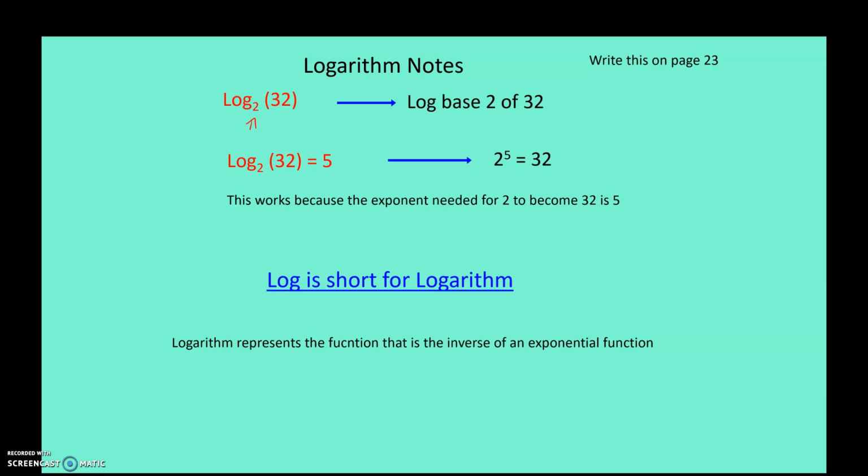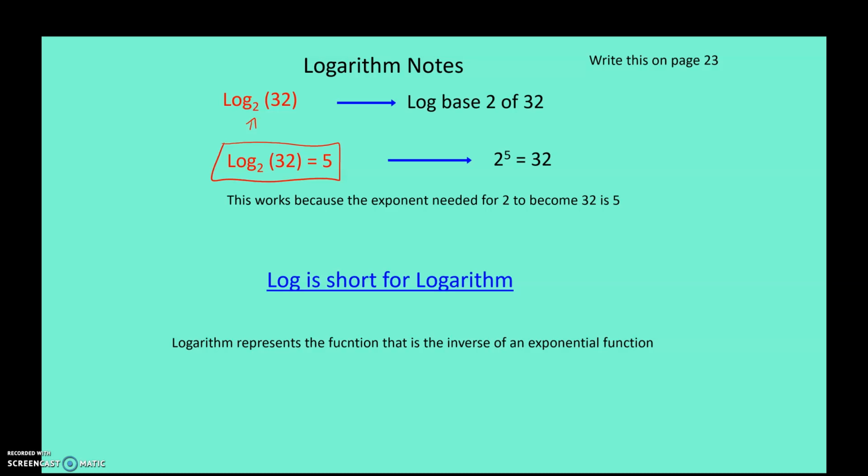Now, if you are going to turn this into an exponential equation, so I have this, this is a true statement. And the way I know that's true is that it turns into 2 to the 5th power equals 32. Notice the number that it equals becomes the exponent on the base. So it becomes 2 to the 5th, and it will always equal that number in the middle.